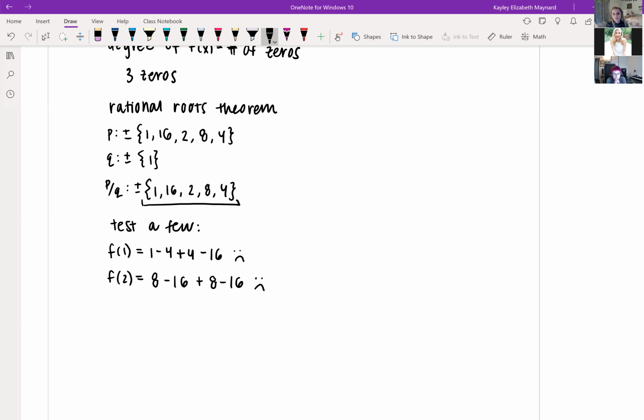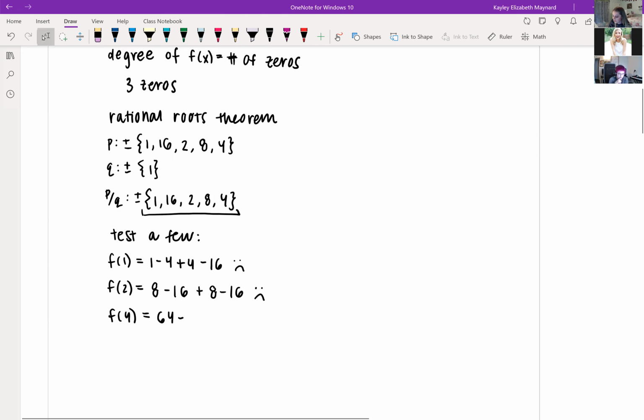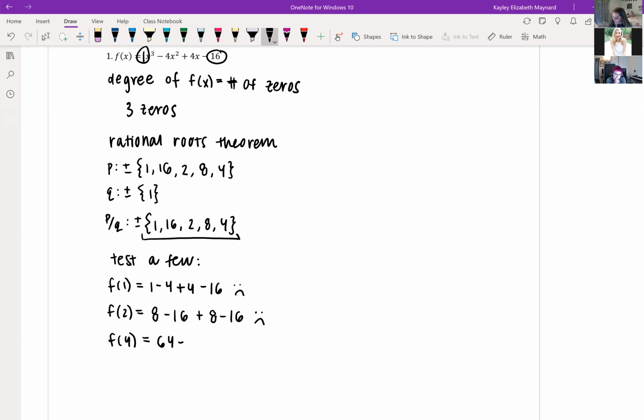And just to not sit here and waste any more of our time, 4 actually does work, so I'm going to plug 4 in. This would have been my next guess, but sometimes it's really tedious to plug a bunch of these numbers in. So this gives me 64. Let me go back up so you can see the function. 64 minus 64 plus 16 minus 16, which is 0, and we're really happy because now we don't have to keep doing this. So that means that we found one of our zeros, and this one is 4. So we found one of the 3, and now we have to find 2 more.